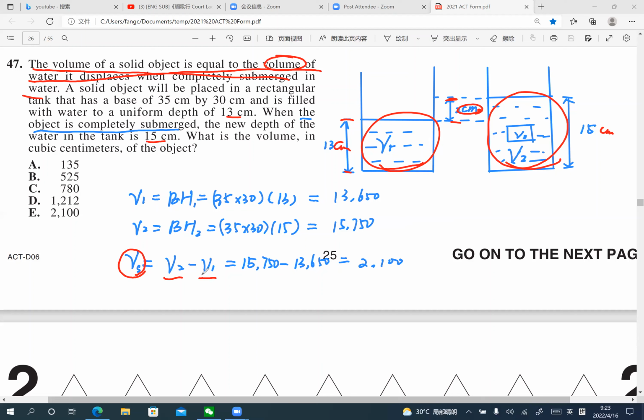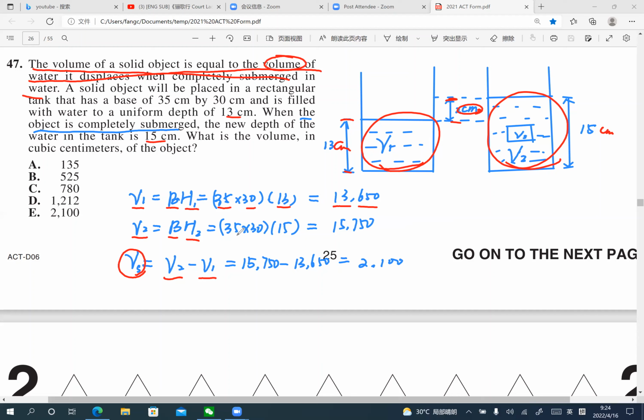Now we just need to find the values of V1 and V2. So V1 equals the area of the base times H1. And V2 should be equal to the area of the base times H2. So the base is 35 by 30 times the height 13, which equals 13,650.